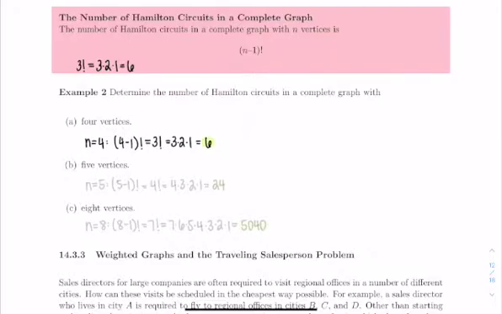What about with 5 vertices? This time n is 5. Plugging it in, we have 5 minus 1 factorial, which is 4 factorial. We've got 4 times 3 times 2 times 1. 4 times 3 is 12. 12 times 2 is 24. And 24 times 1 is 24.